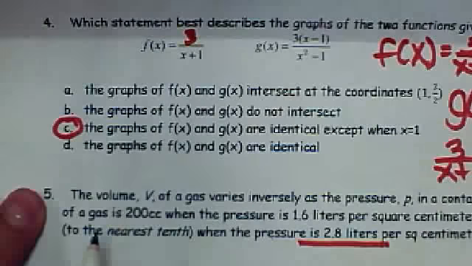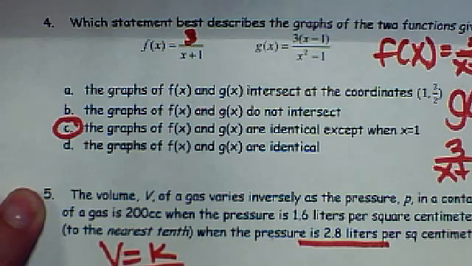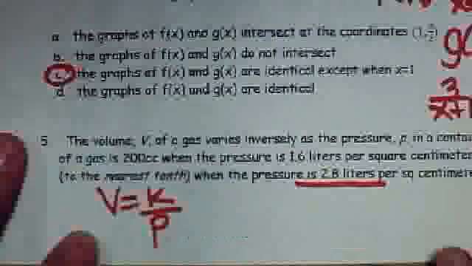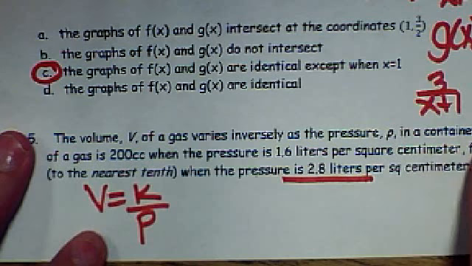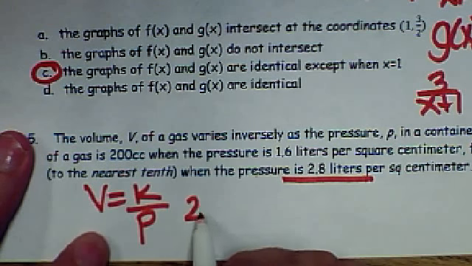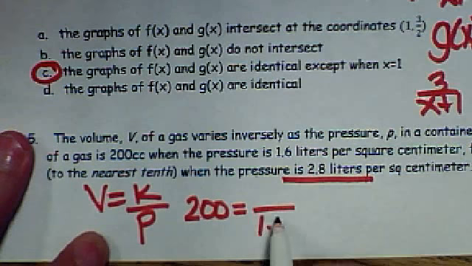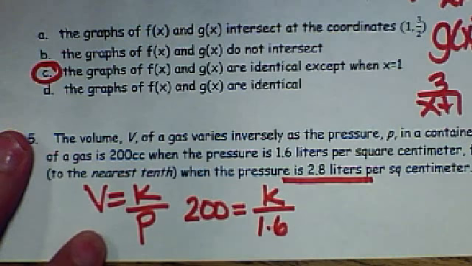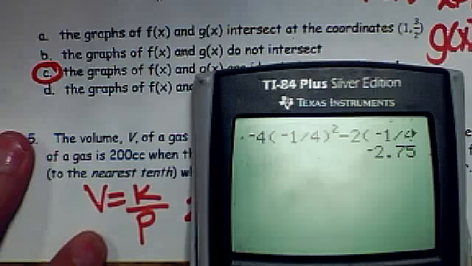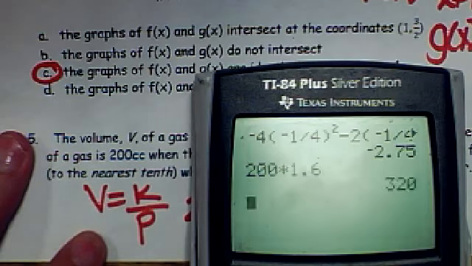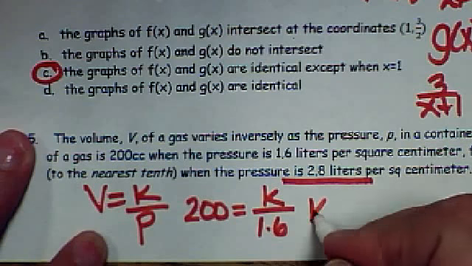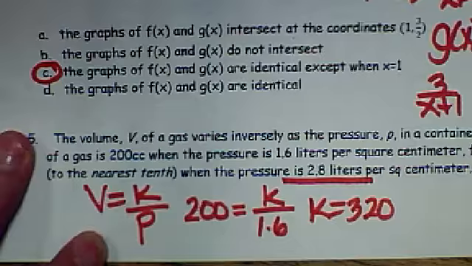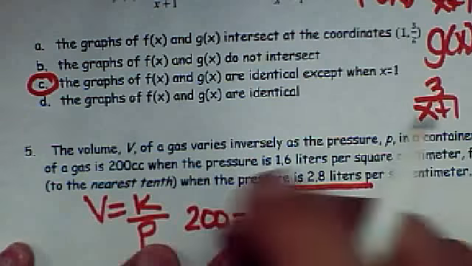So I'm going to go back to the beginning. The volume varies inversely as the pressure. That means volume equals k over P. Then it says the volume is 200 when the pressure is 1.6. So I'm going to make that be 200 equals k over 1.6, and I'm going to solve for k. So to solve for k, 200 times 1.6 is 320. So k equals 320.